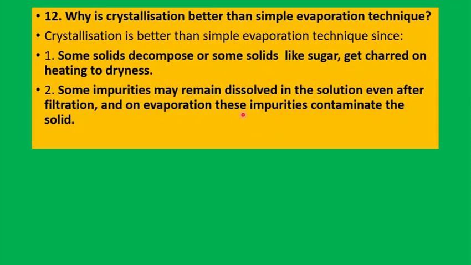Why is crystallization better than the simple evaporation technique? Crystallization is better since some solids decompose and some solids like sugar get charred. When you heat sugar, it will turn brown, so we cannot use evaporation. Crystallization is a better method of making sugar crystals. Also, some impurities may remain dissolved in the solution even after filtration, and on evaporation these impurities contaminate the solid. So crystallization is always better than evaporation to get pure salt like copper sulfate, potassium nitrate or sodium chloride.